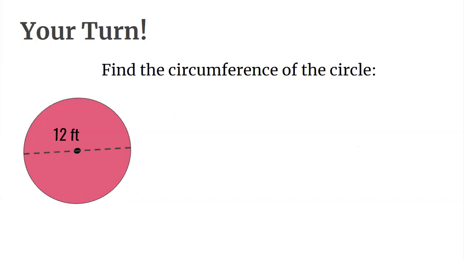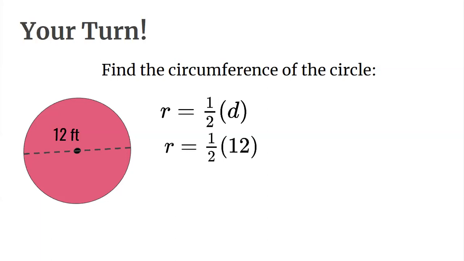Now, another problem. So find the circumference of this circle. And 3, 2, 1, pause. And welcome back. So after you have finished finding circumference, here I'll show you my work to make sure you get it correct. So we got r equals 1/2 times d, and then plug 12 in for diameter, which gets you 1/2 times 12, and the radius should be 6 feet.